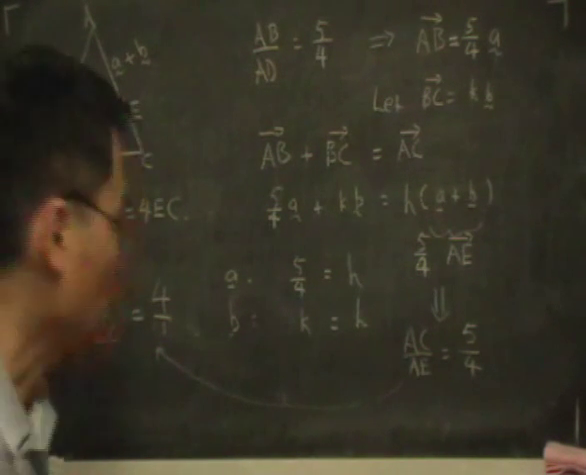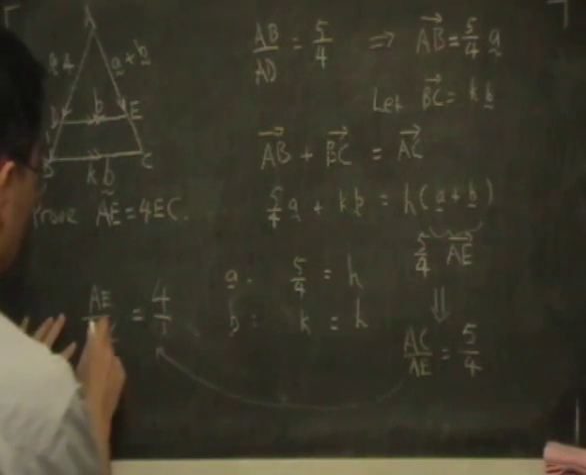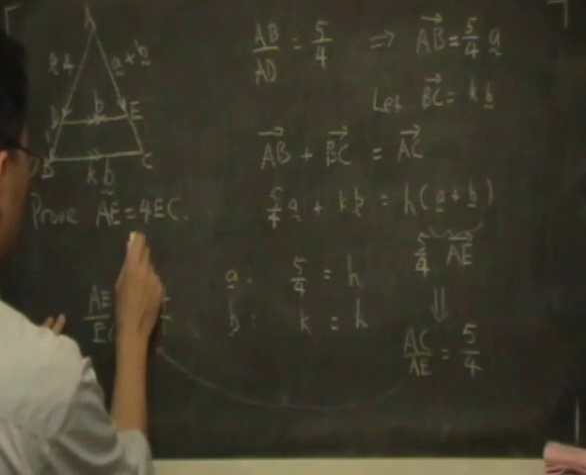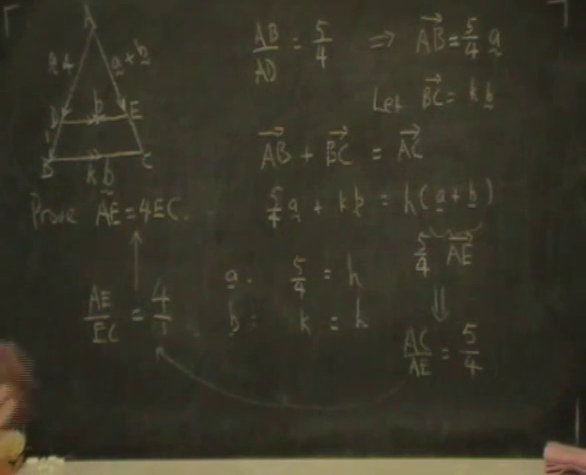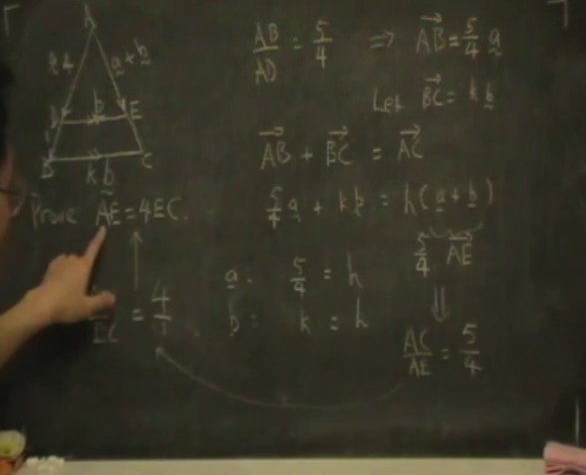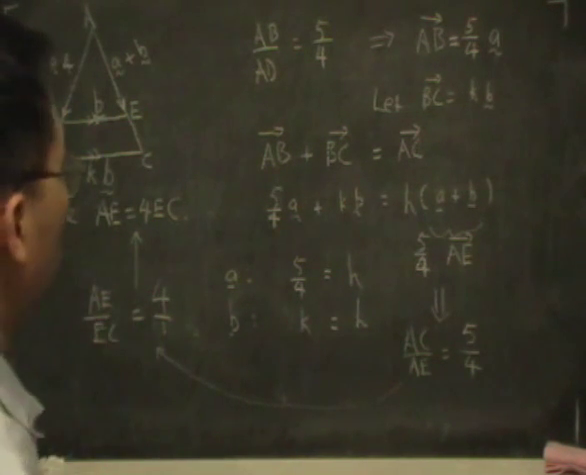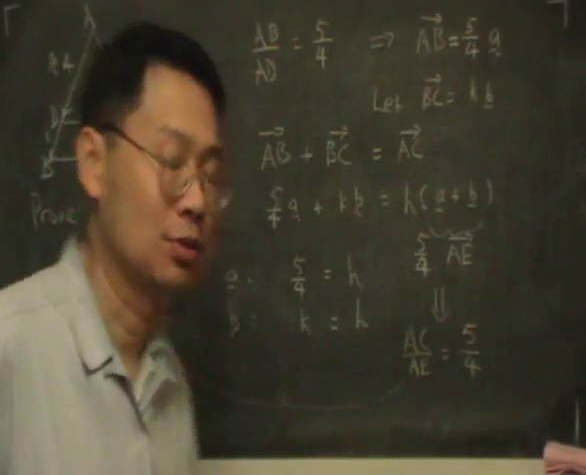Okay, and we now have the answer. Simply rearrange this and we will get what we set out to prove, that AE is actually equal to 4 times EC. So that's how we would present our answer to such a question.